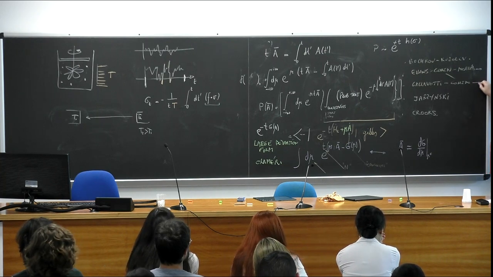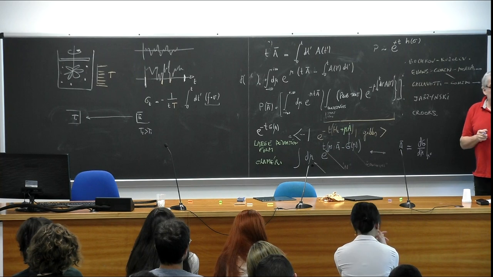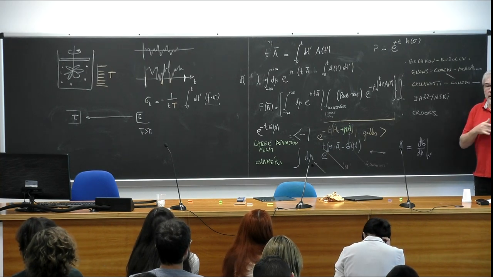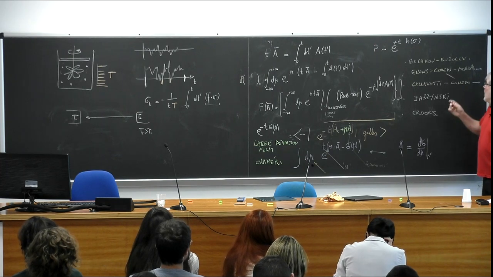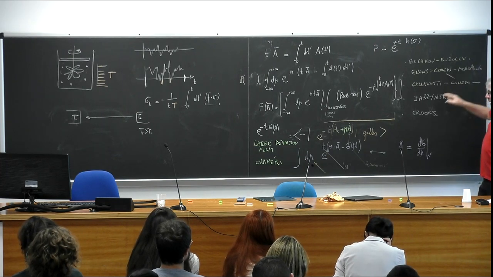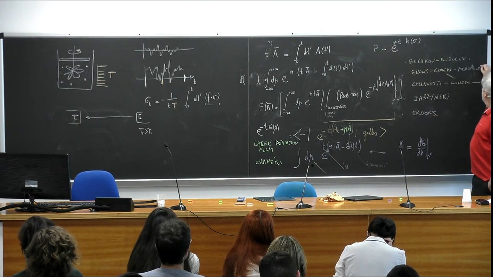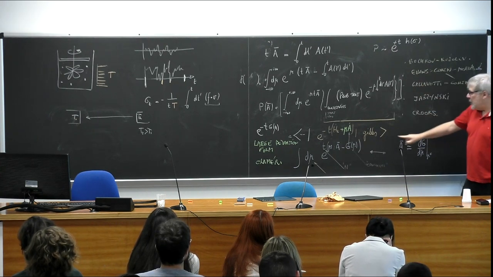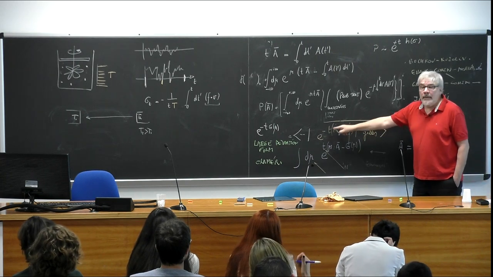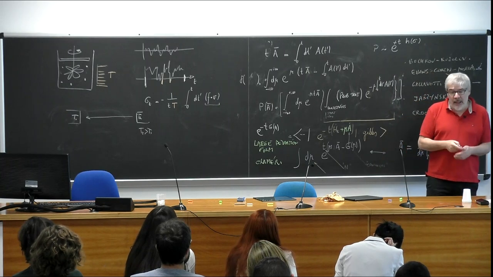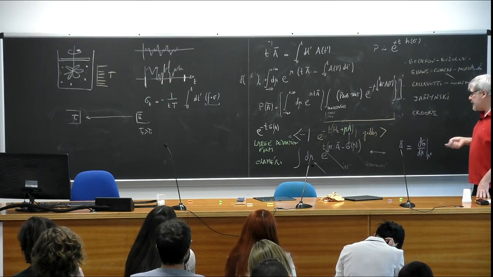Galavotti and Cohen, instead, did it for a stationary state, whatever it is. So this one starts in equilibrium, but then you're forcing it, so you're kicking it out of equilibrium. And it's the easiest one to prove. So we start with Gibbs, and then H will contain some forcing, and okay.